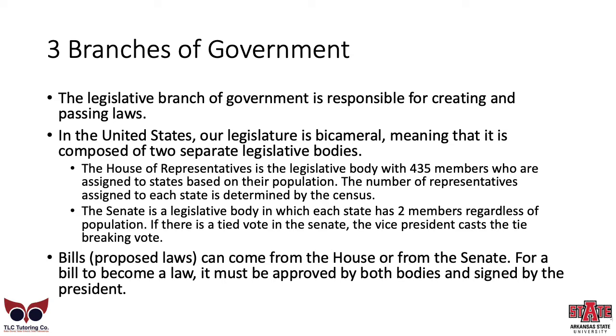The Senate is a legislative body in which each state has 2 members regardless of the population. If there is a tied vote in the Senate, the Vice President casts the tie-breaking vote. Bills, or proposed laws, can come from the House or from the Senate. For a bill to become a law, it must be approved by both bodies and signed by the President.